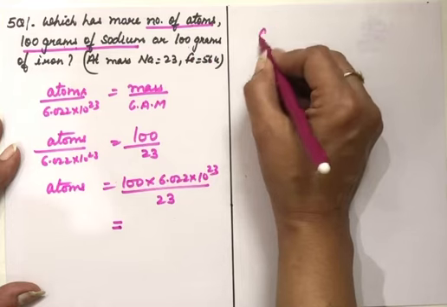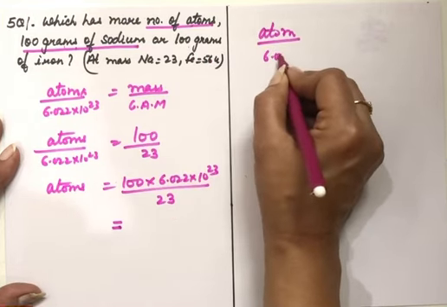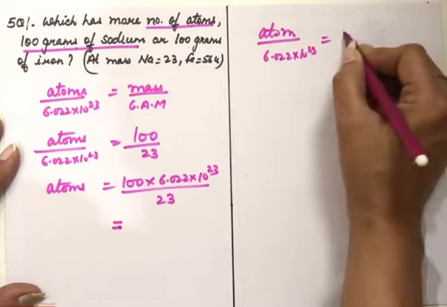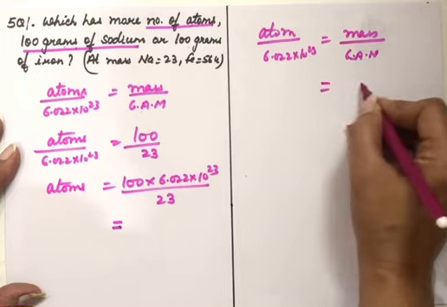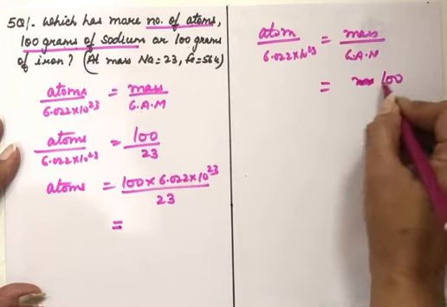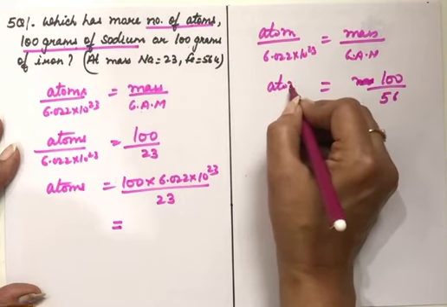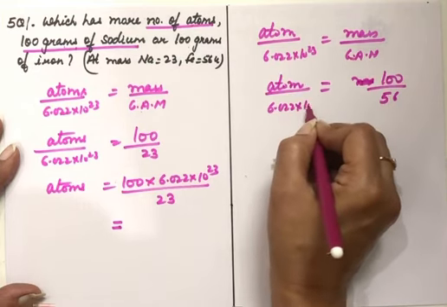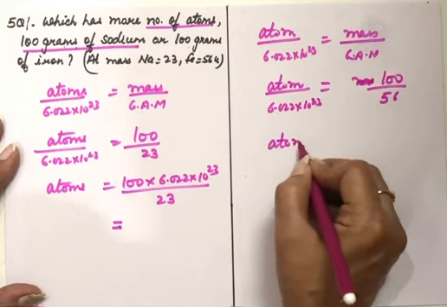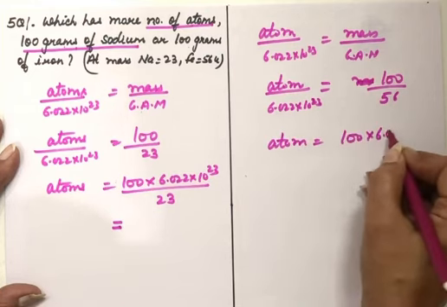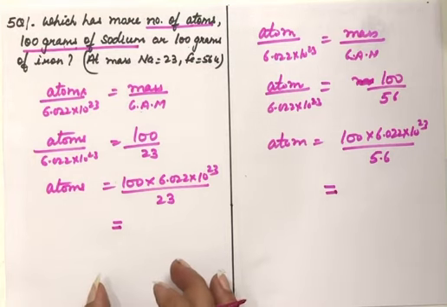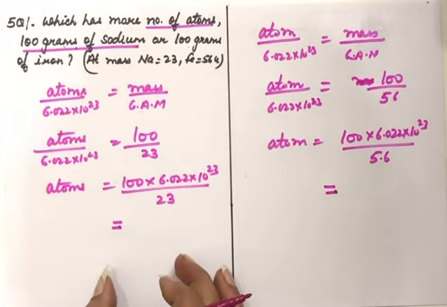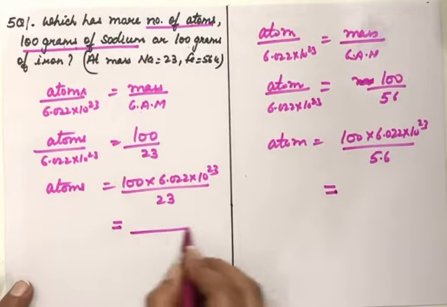The second part uses the same formula, but now we will be using iron. The only difference is that here we fill in the gram atomic mass of iron, and that is 56. The rest of the numerical will remain the same, just the mass will change. So atoms are equal to 100 into 6.022 into 10 raised to power 23 upon 56. After calculation we'll come to know that the atoms in case of sodium are more as compared to iron. So this we need to calculate.